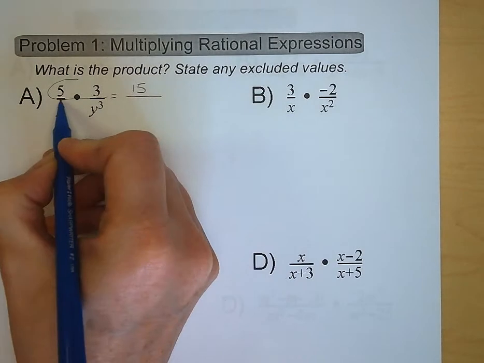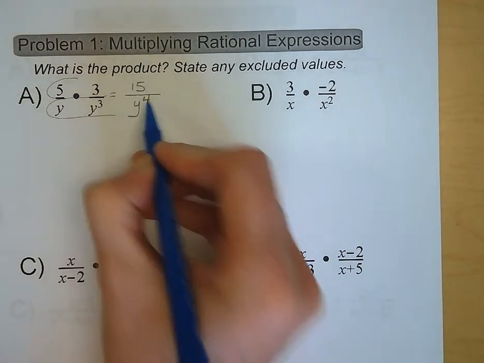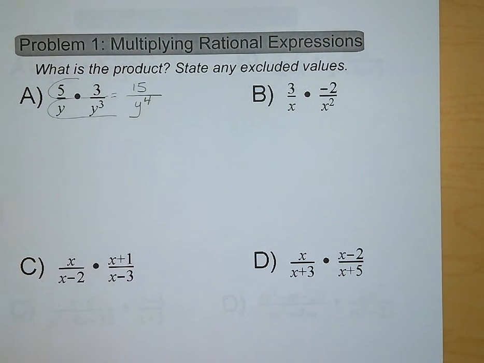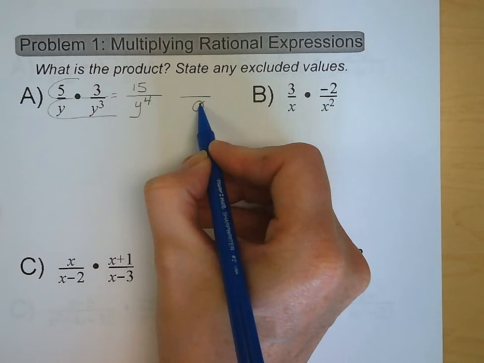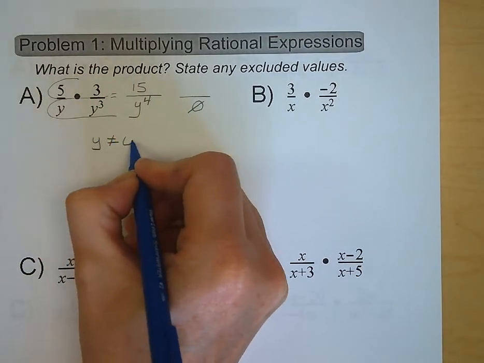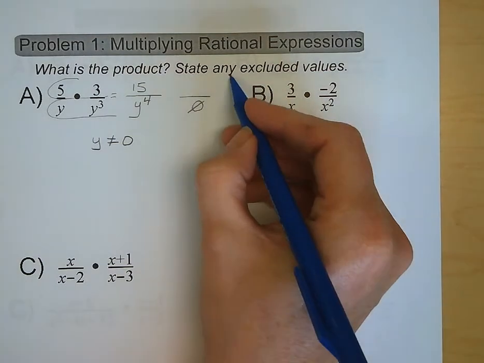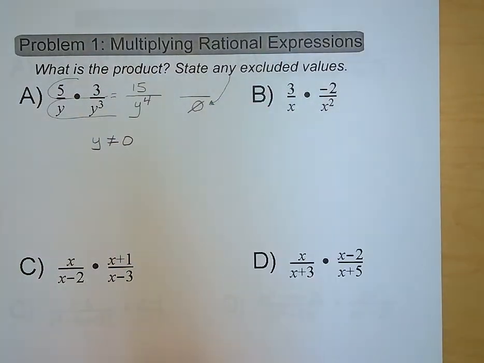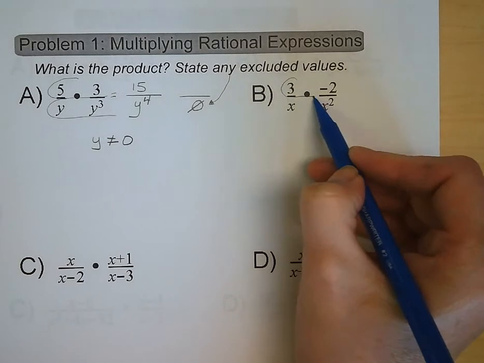So when we're multiplying fractions, we remember when we're just dealing with plain old fractions, we multiply the numerators and we multiply the denominators and simplify if we can. So Ms. Zirzo has shown 3 times 5 is 15, and y times y cubed is y to the 4th. So we also want to state our excluded values. The denominator cannot be 0.